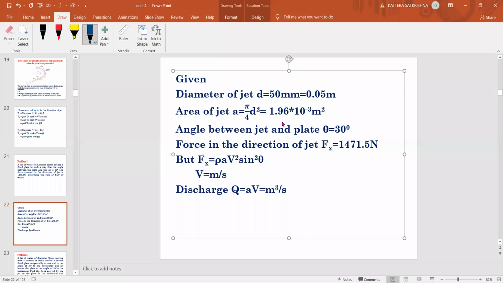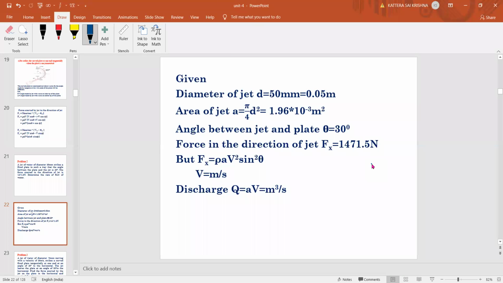Okay, so what he said, first in the question you can understand that it is an inclined stationary plate. So let us take an inclined stationary plate as a line like this. So this is our plate. What is happening? We are supplying a jet of water in this x direction with a velocity of V. Okay, so we want Fx in this direction. So this is given, that is theta. This is a plate.